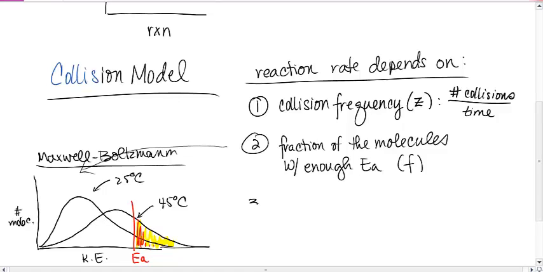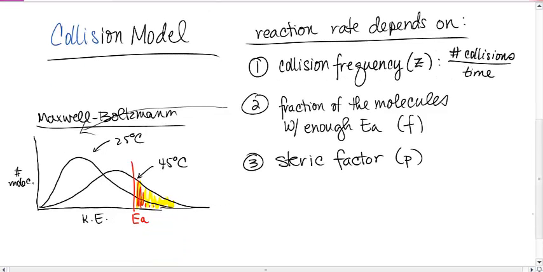And then we have number 3. Number 3 is called the Steric Factor, and it's designated P. What the Steric Factor is really about is orientation, that they have to hit right. So this is essentially the fraction of molecules with, I'll say, good orientation.